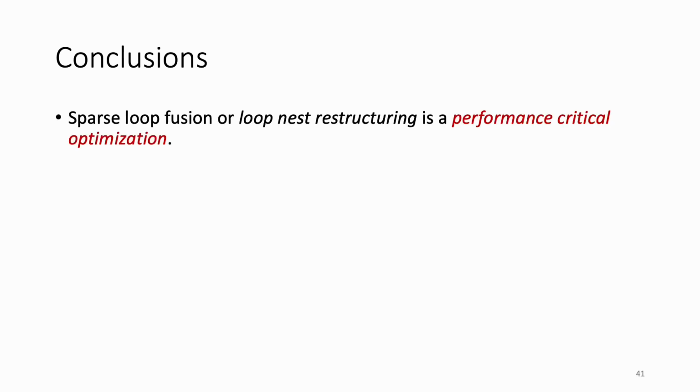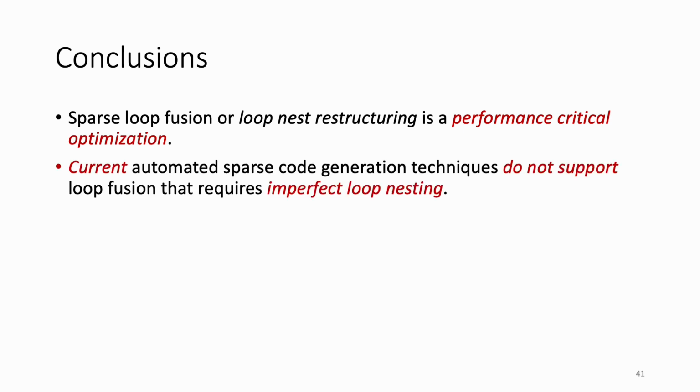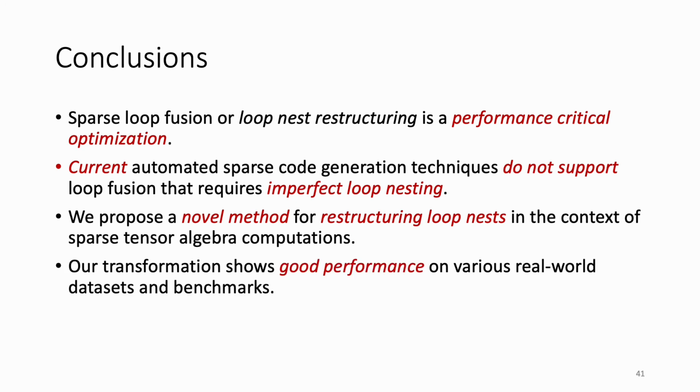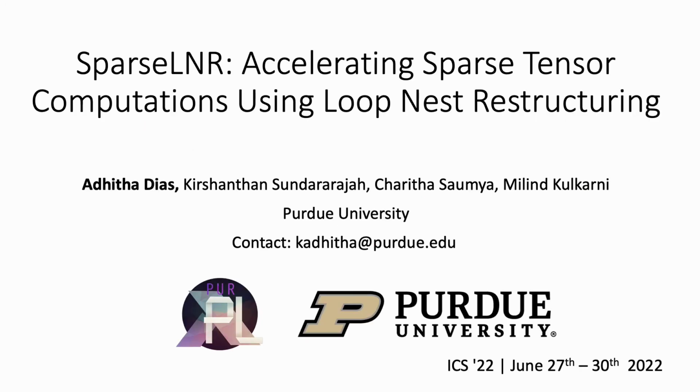In summary, we can say that sparse loop fusion or loop nest restructuring is a performance-critical optimization. Current automated sparse code generation techniques do not support loop fusion that requires imperfect loop nesting. We propose a novel method for restructuring loop nests in the context of sparse tensor algebra computations. Our transformation shows good performance on various real-world datasets and benchmarks.